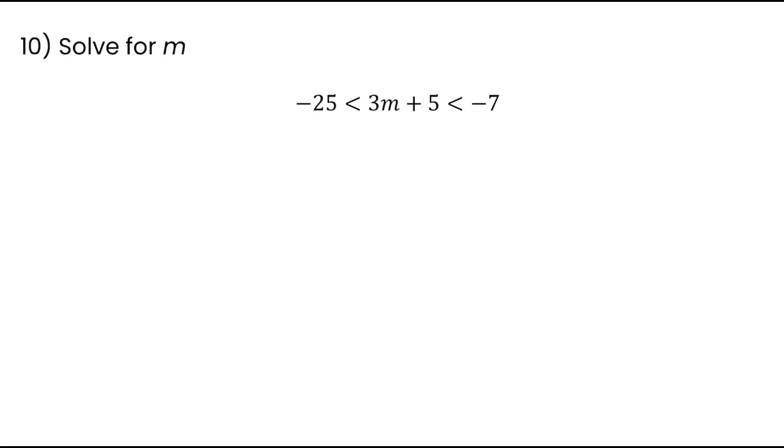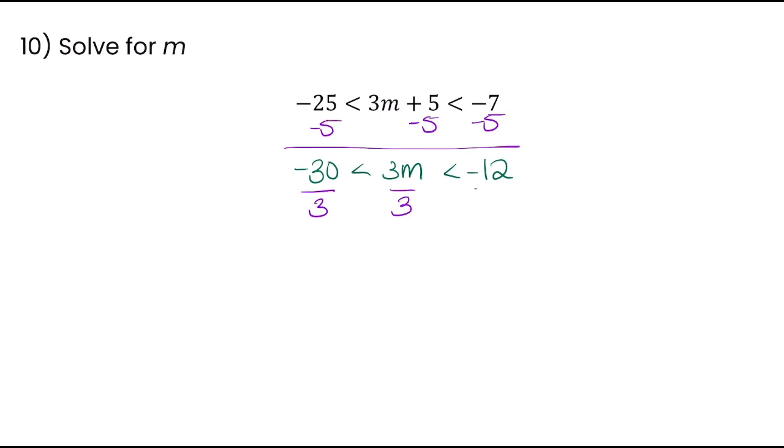So I start off by isolating the variable, which means I'm going to subtract 5 everywhere. So I have negative 25 minus 5, which is negative 30, less than 3m, which is less than negative 7 minus 5, which is negative 12. Now I'm going to divide everything by 3. When I divide everything by 3, I get negative 10 is less than m, which is less than negative 4. And that's the solution.